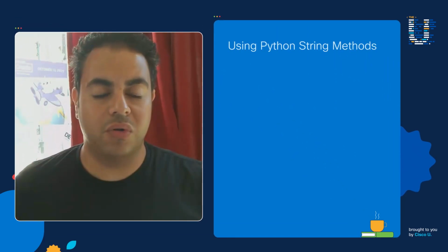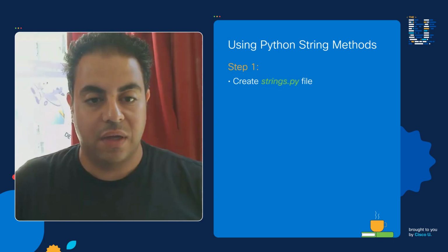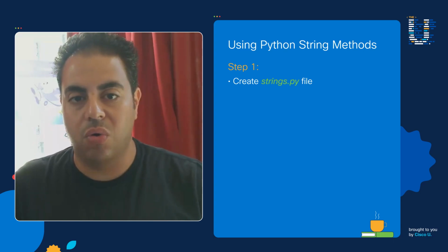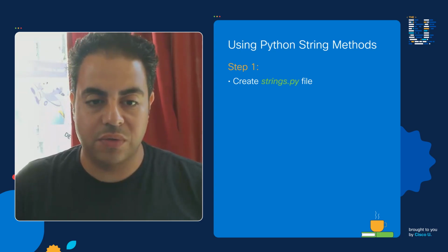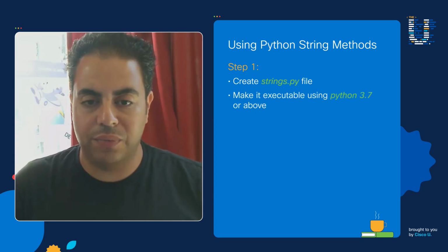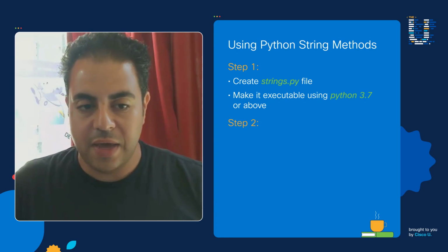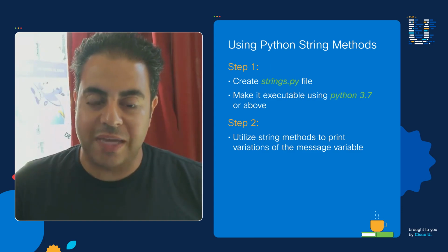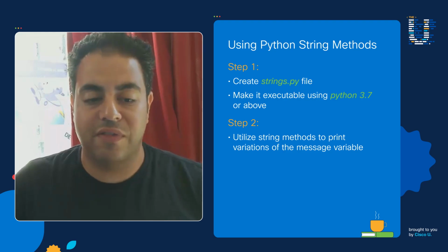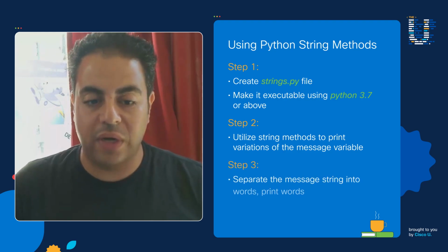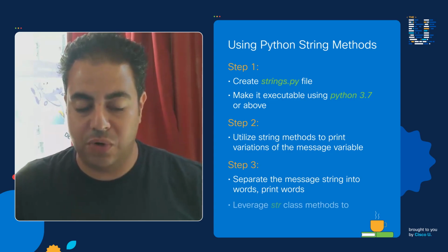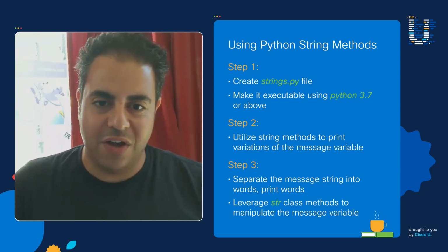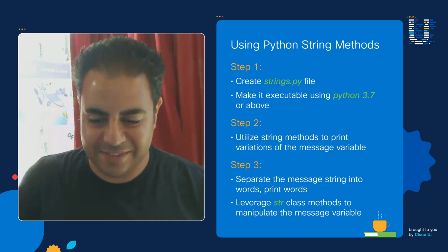To feel more comfortable doing these labs, you'll need to be able to create a strings.py file using your favorite IDE, whether it's PyCharm or VS Code or whatever you prefer to use. We're going to make that file executable using Python 3.7 or above. And then we're going to utilize the string methods as part of the Python class to print variations of that message variable. And then finally, we're going to separate the message strings into words, print these words, and then leverage the str class methods to manipulate the message variables. All right, so let's do it together and let's get started.